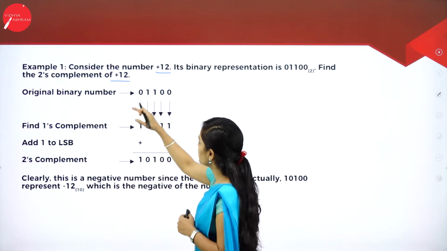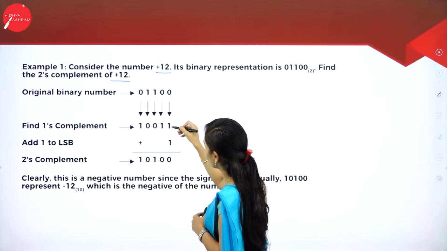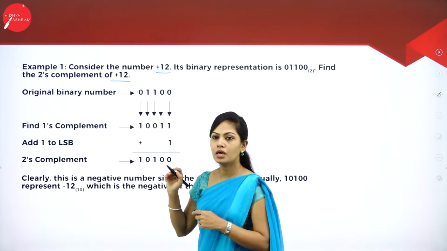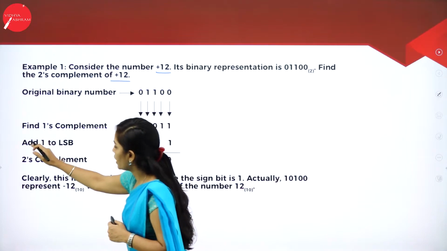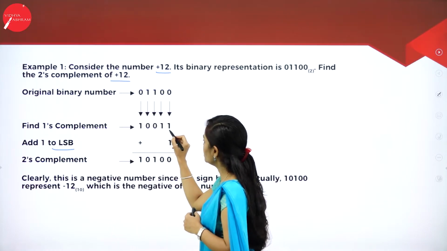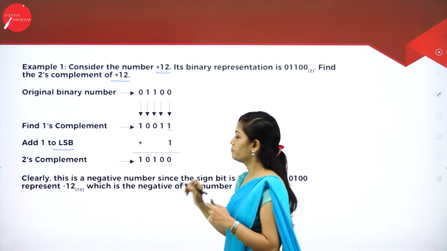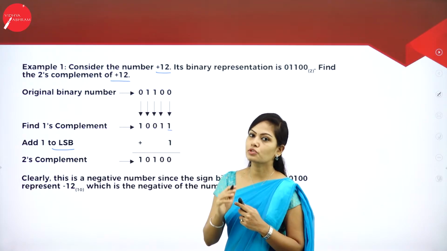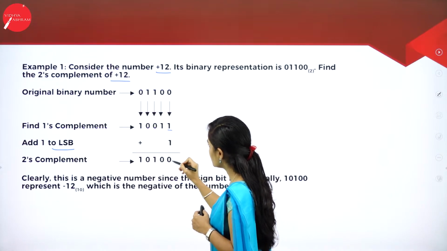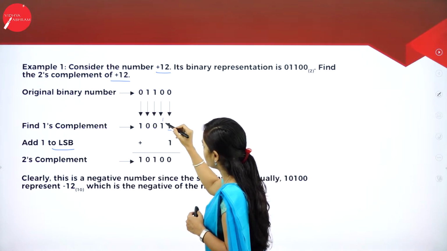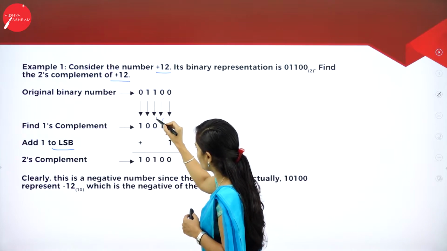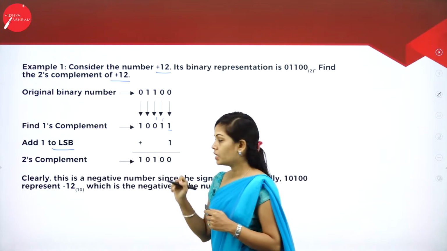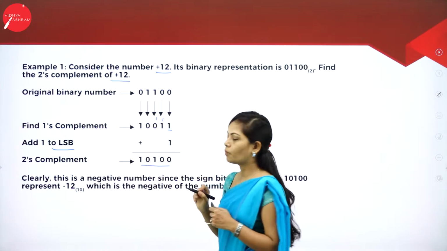So what is the 1's complement of this binary value? 0 changes to 1, 0 to 1, 1 to 0, 1 to 0, 0 to 1. After that you need to add 1 to the LSB. This is your least significant bit, LSB. Add plus 1 to this least significant bit and you will get the 2's complement. So 1 plus 1 is 0, 1 carry. 1 plus 1 is 0, 1 carry. 1 plus 0 is 1, 0 plus 0 and 1 plus 0 is 1. This is your 2's complement value.